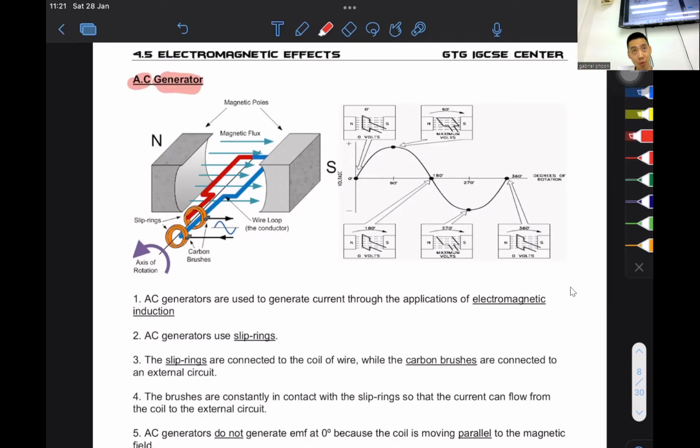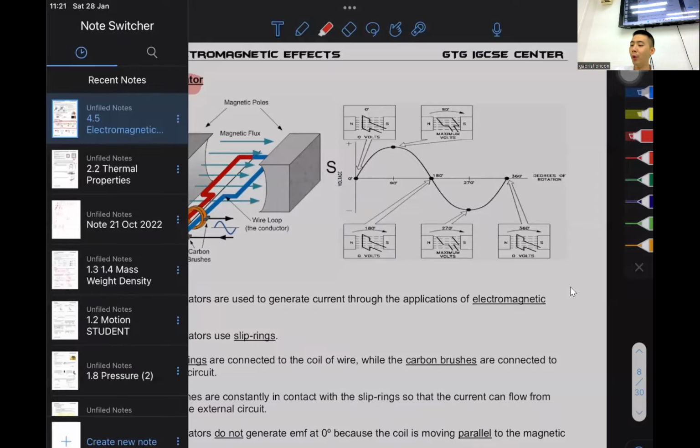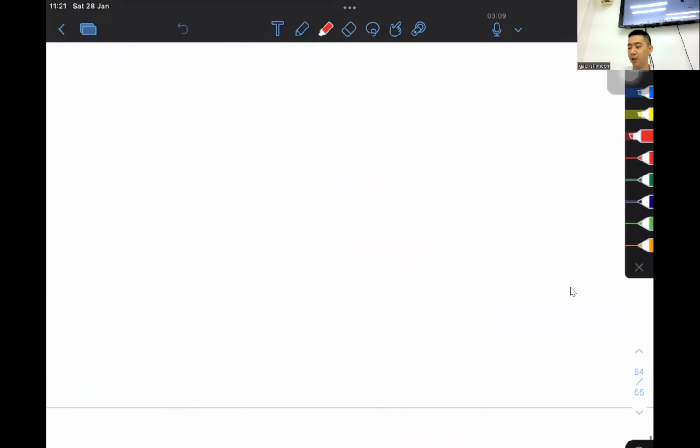Yes, the place that generates electricity in Malaysia is TNB, right? Because TNB has to generate the huge amount of electricity that is consumed by Malaysians every day. So how does an AC generator work? Today, if you want to know how an AC generator works, we go back into the chapter of energy.